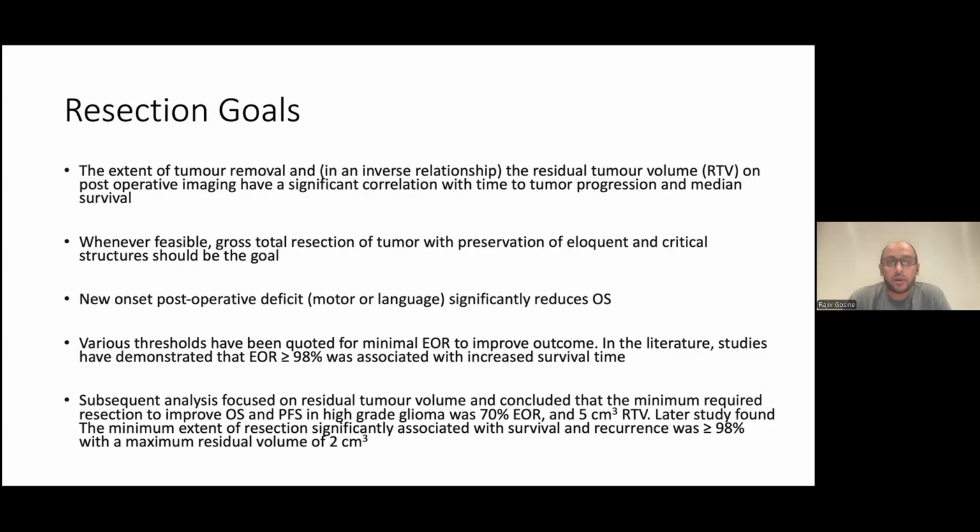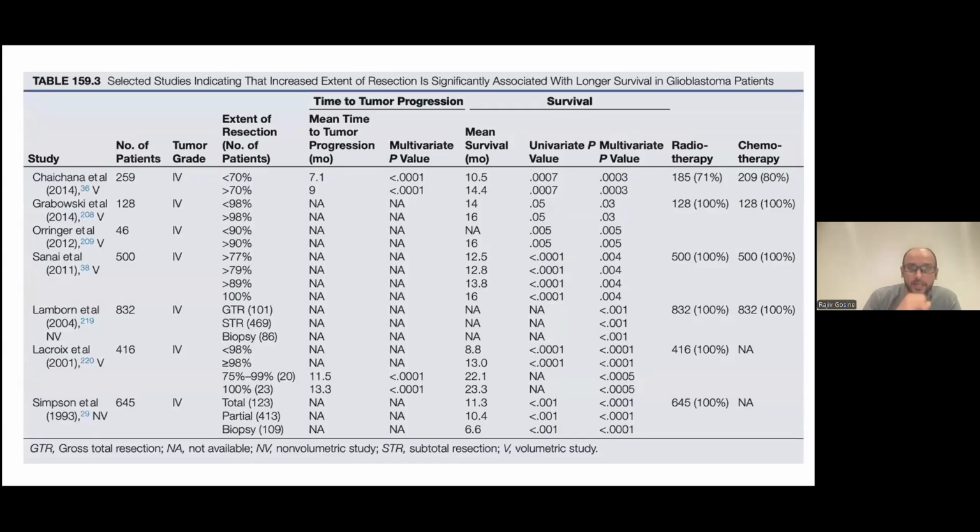Subsequent analysis focused on the residual tumor volume and concluded that the minimum required resection to improve overall survival and progression-free survival in high-grade glioma was 70% EOR and 5 centimeters cubed of RTV. The latest study found that the minimum extent of resection significantly associated with survival and recurrence was about 98%, with a maximum residual tumor volume of 2 centimeters cubed.